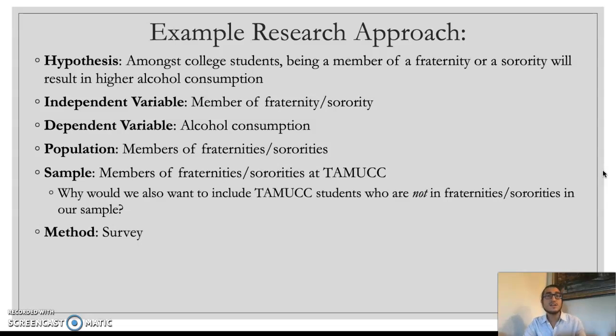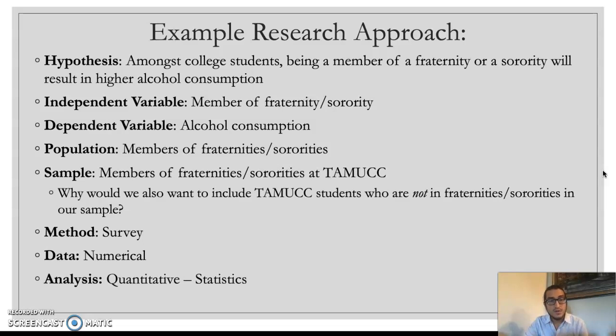The method of data collection for this example, let's say we're going to conduct a survey, so we'll send out a survey to some students. So the type of data we're working with would be numerical rather than textual data. And for the analysis, we are going to be conducting some quantitative analyses using statistics in this example.